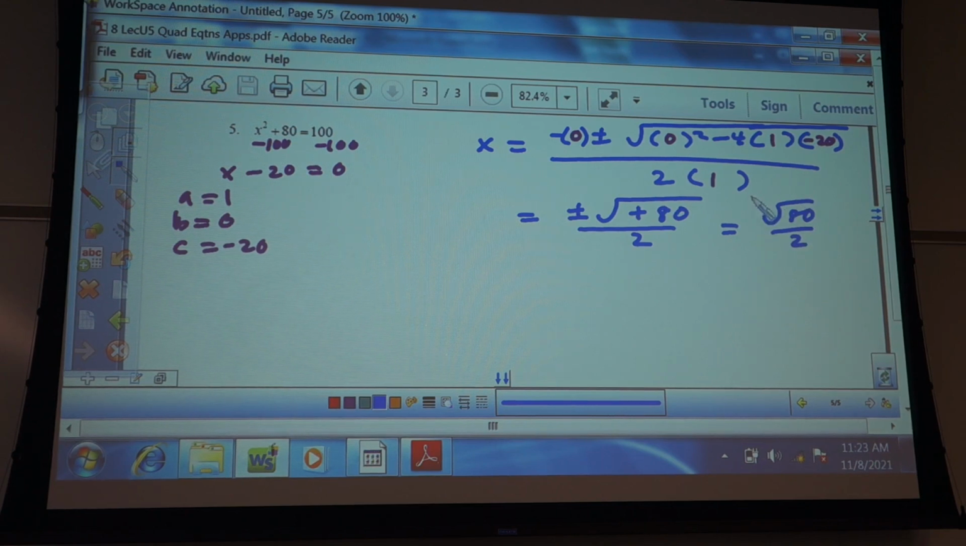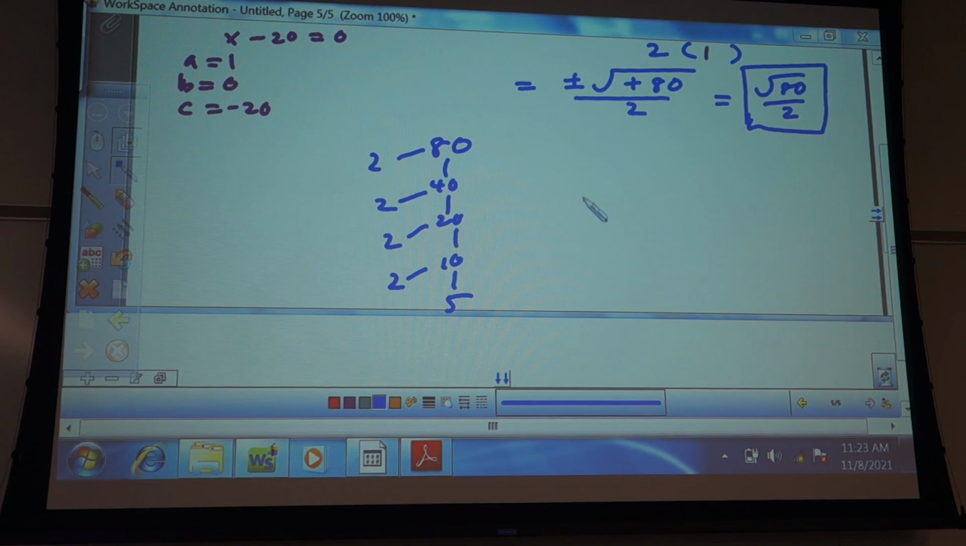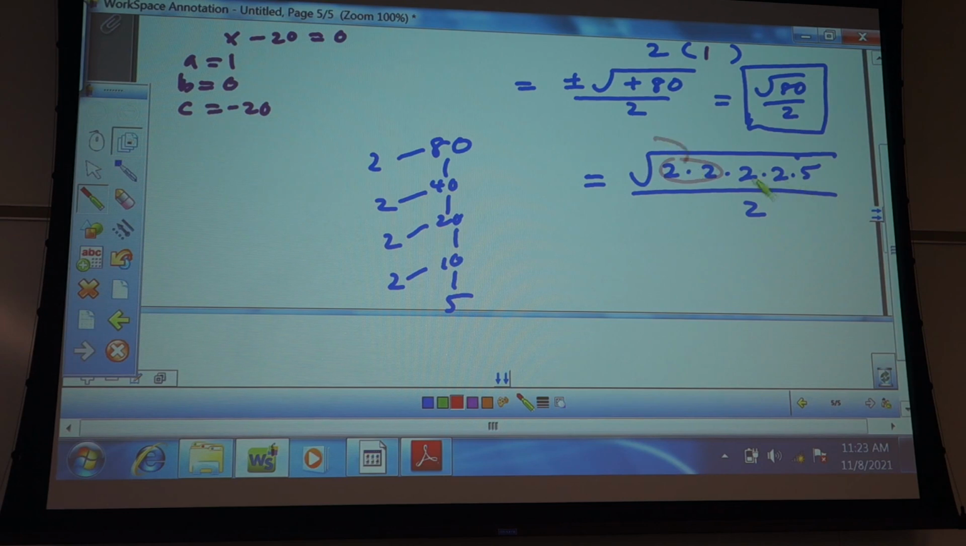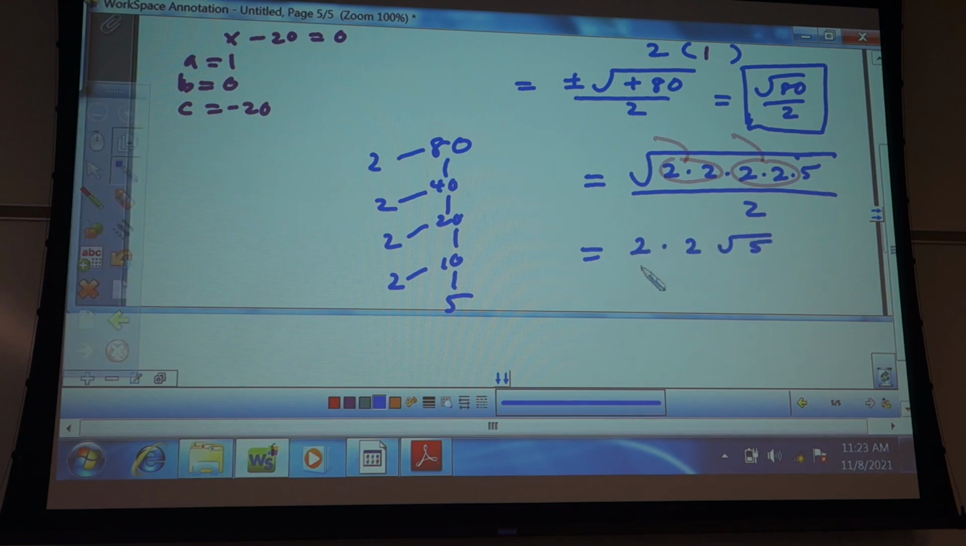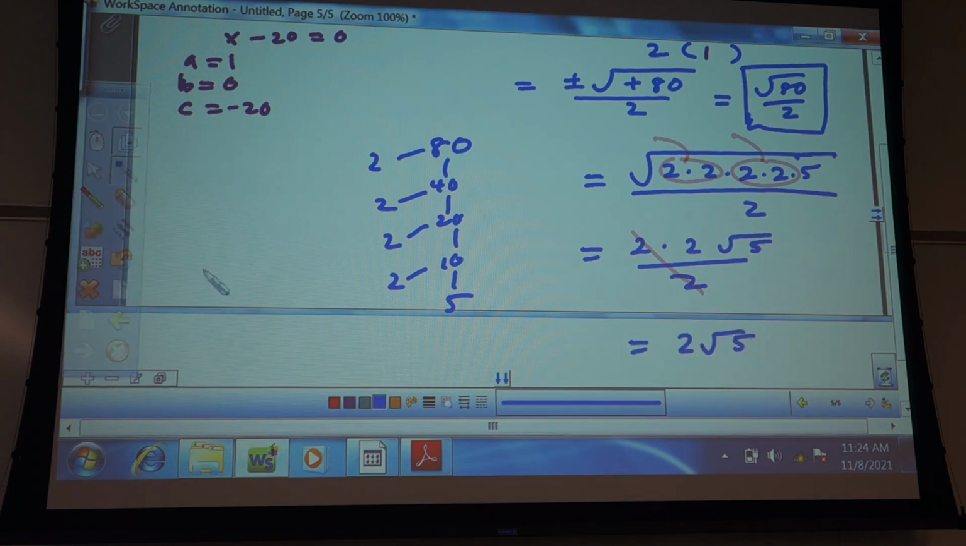Well, but we can simplify. So this would be your answer here, or you can simplify it. 80 is really 2 times 40. I can take a 2 out of that, so then I'm left with 20. I can take a 2 out of that, I'm left with 10. I can take a 2 out of that, I'm left with 5. So this is really the square root of 2 times 2 times 2 times 2 times 5. Is this a 2-type radical or a 3-type radical? 2-type. They break out in groups of 2. This makes a 2 on the outside, and this makes another 2 on the outside. So this makes me 2 times 2 times the square root of 5 over 2. But look, I have a 2 here. These 2 cancel out. So I'm left with 2 times the square root of 5, and that is the answer.